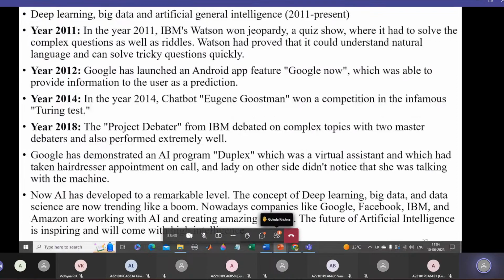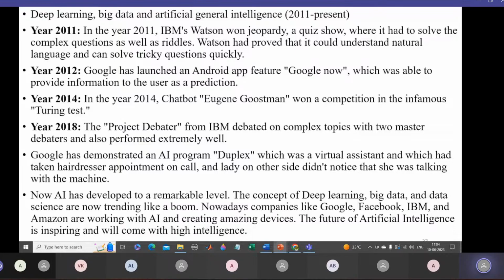So deep learning, big data, and artificial intelligence, that is 2011 till present. In 2011, we have IBM Watson. They had a Jeopardy, that is a quiz show. Here it solved complex questions as well as riddles. So Watson was an IBM AI, right? It proved it could understand natural language and solve tricky questions quickly.